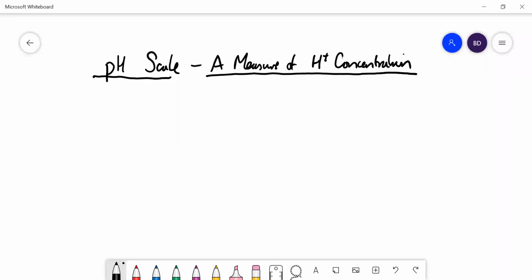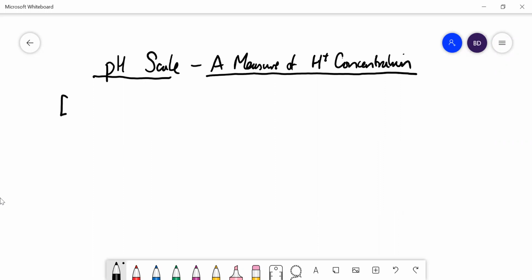So some of this video you can probably skip if you have done logs in maths already. Some of this you won't need. This will be a lot simpler than the stuff you know already. But if you don't do maths or you haven't used logs in maths, then you might want to watch it. Right, so the pH scale is a measure of hydrogen ion concentration.